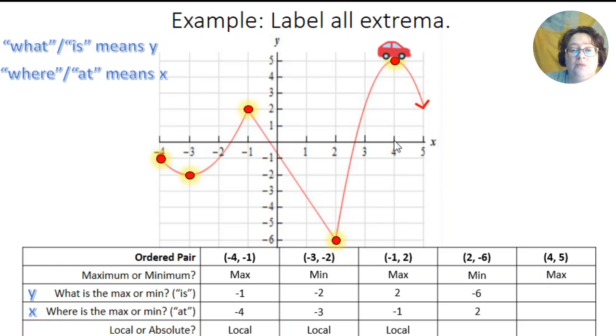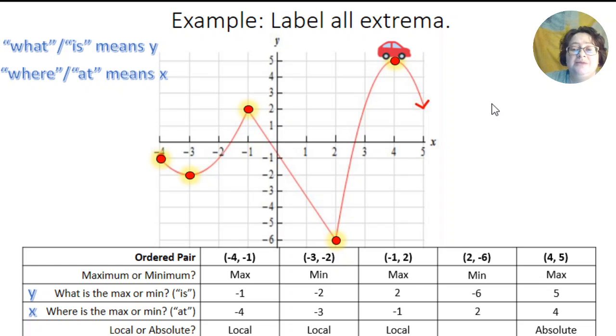What is the maximum? Well, how high is it? It's at 5. Where is it? And the x value is 4. Is it local or absolute? Well, if I look at the graph, this is the highest point. There's no arrows making anything go higher. This is the highest point, so it is an absolute maximum.